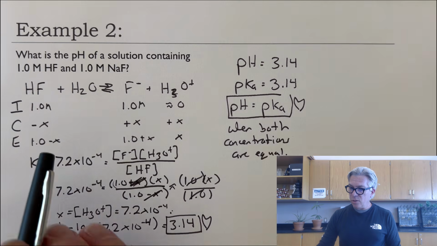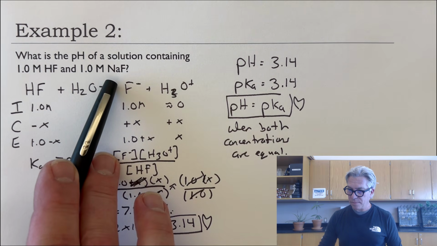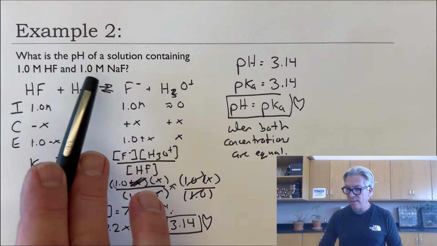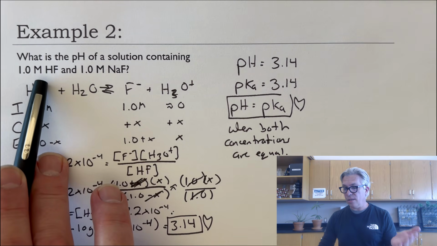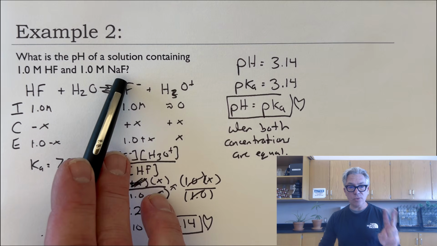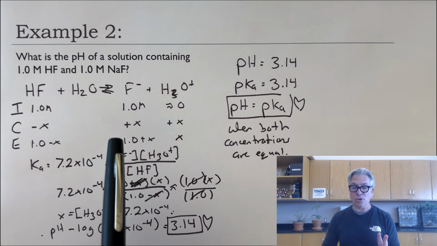What's the pH of a solution containing 1 molar HF and 1 molar NaF? What you have to do is recognize the fact that there's a weak acid in a big concentration and its conjugate, the F- ion. Okay, now there are 2 ways to do the pH of a buffer. One the long way and one the short way.